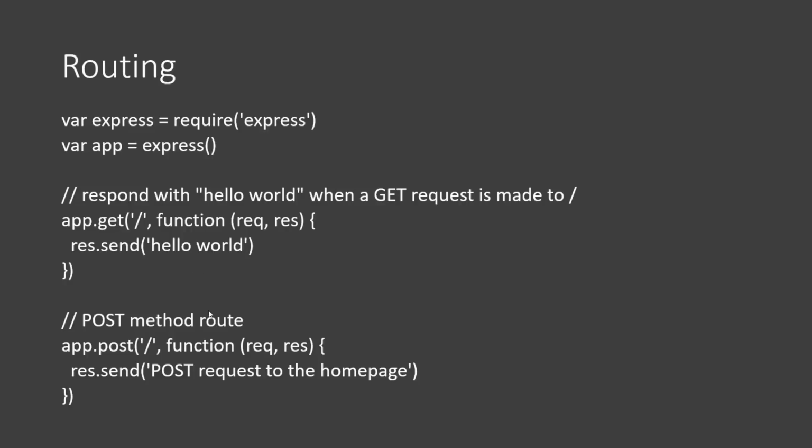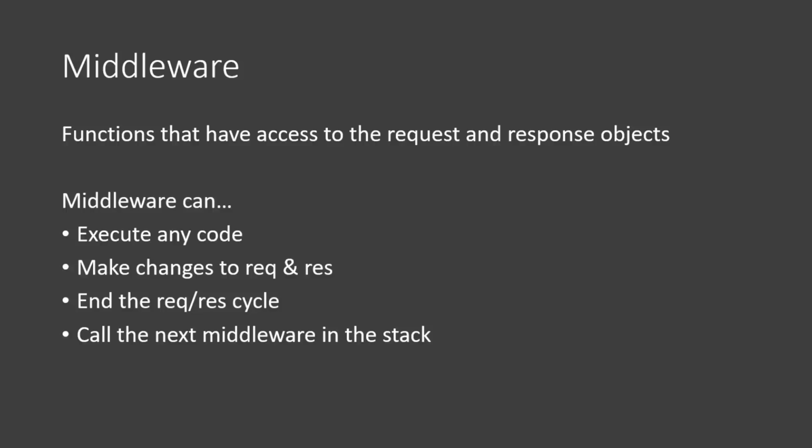All right. Down here, we're handling a post request to that same endpoint, that slash. Okay, you can use the same route with different request types. So this would be a post request, and we're just going to send the text post request to the home page. All right, you can also do app.put as well as app.delete. All right, so that's routing, and we'll be using routing quite a bit.